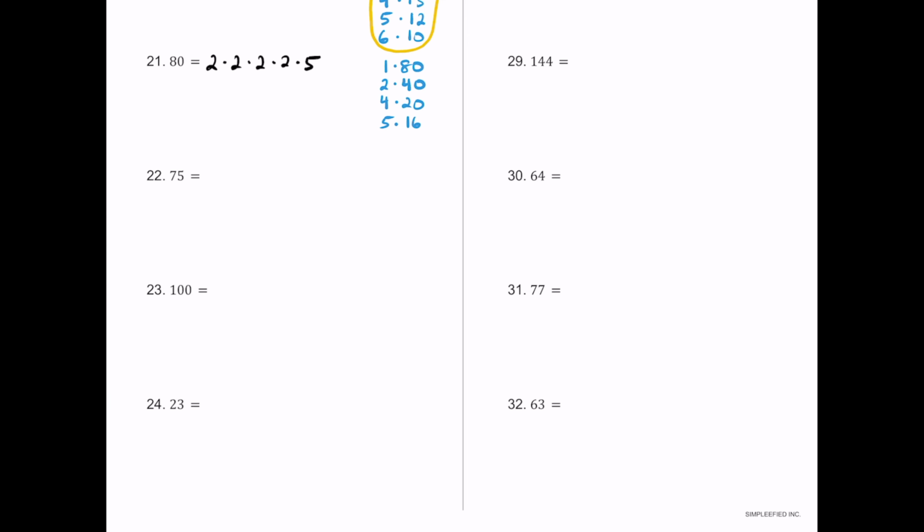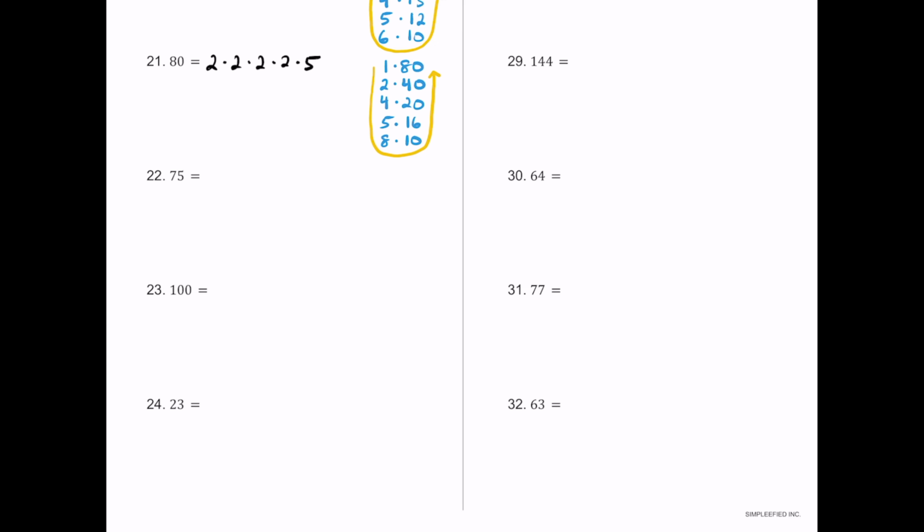There's no 6 because 6 requires a 3. We don't have that. 7's prime, it's not on the list. 8 we can make here because 3 2s make 8. So 8 times 2 times 5 is 10. So 8 times 10 is 80. We can skip 9 just because you need 3s and we have no 3s to make 9, so it's not divisible by 9. We have 10 factors for the number 80.